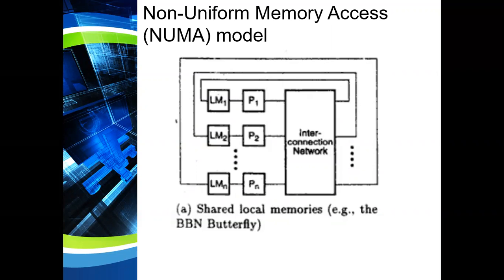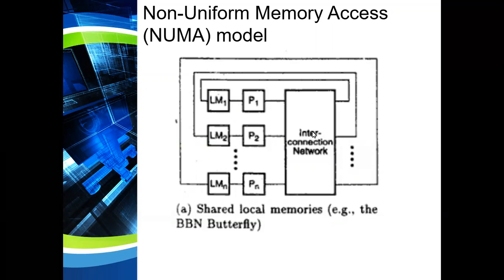Suppose now, once again I'm saying the same example, P1 is trying to access a location from LM1. It can easily access because it is directly connected. So the accessing time is fast. Suppose P1 tries to access a location from LM2. Now P1 has to send a request to where? You see the mouse pointer, P1 has to send a request to where?